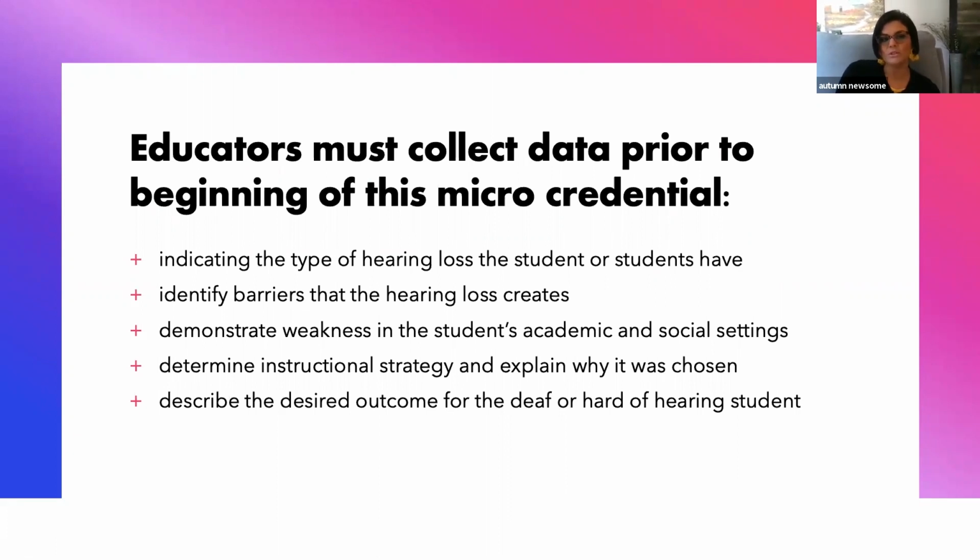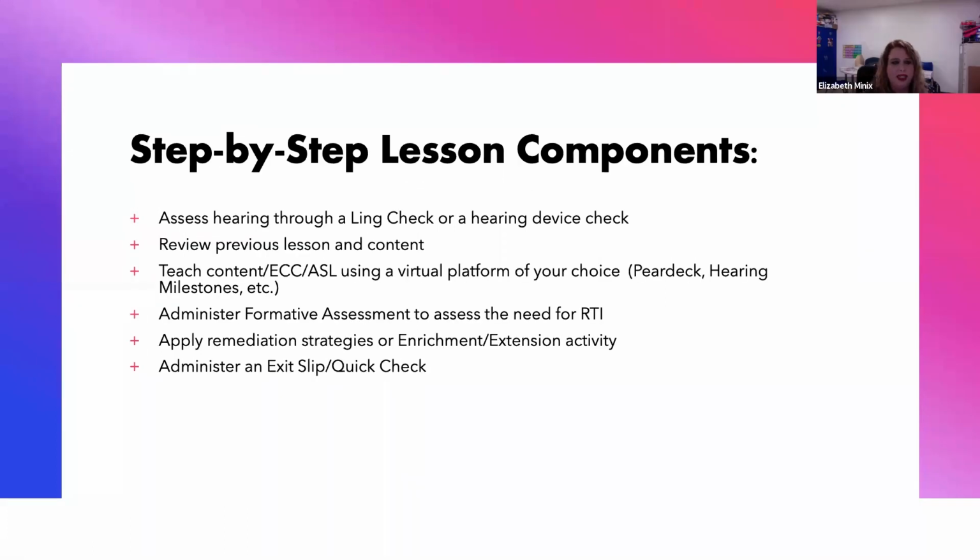You'd want to determine which barriers that student is struggling with. You want to make sure that you're paying attention to the social settings that student is in, and come up with the instructional strategy you'd like to use and explain why it was chosen. And you'd want to have an idea of what your outcome needs to be for that student or those students.